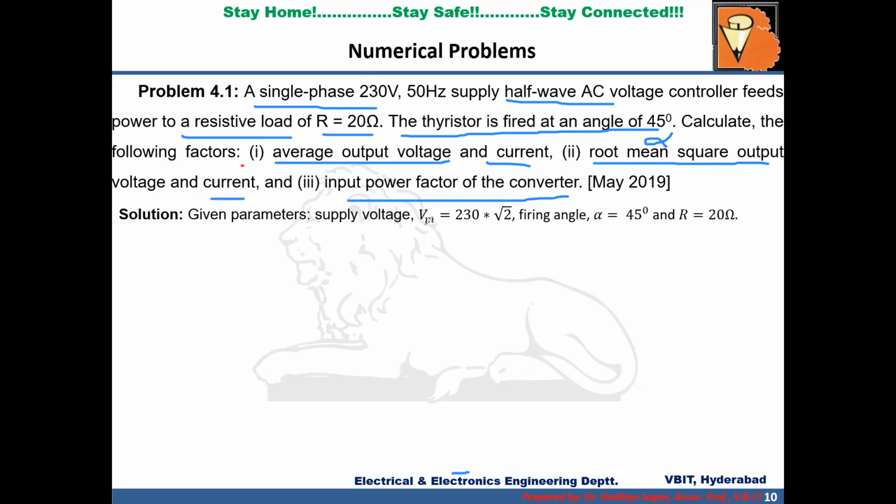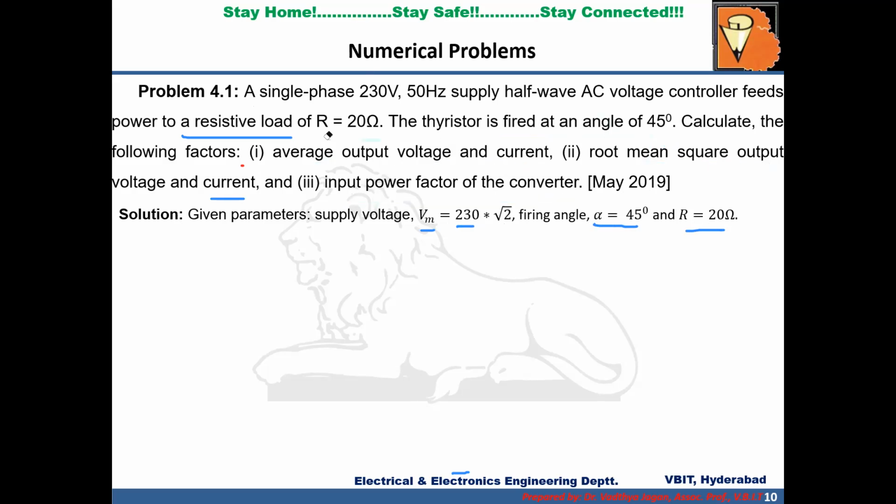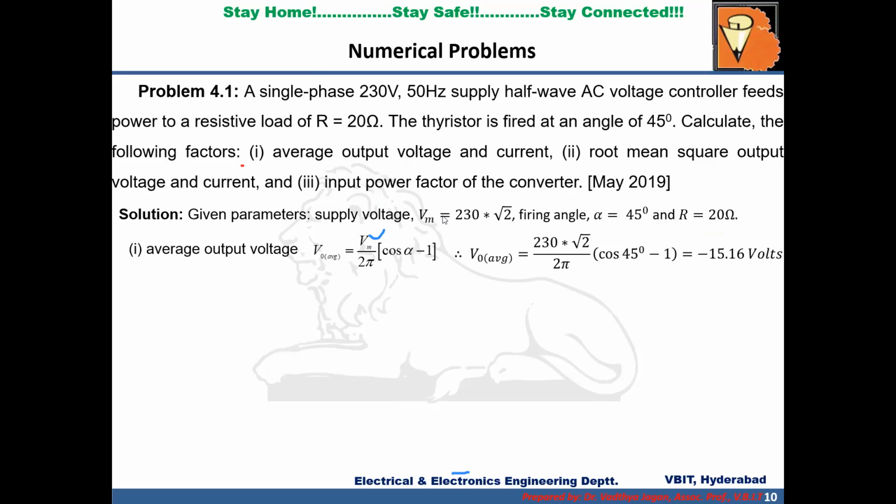So let us see the given parameters. Vm is V supply into root 2, so 230 into root 2. Firing angle alpha is given, and the resistor is also given. We only need to calculate the average output voltage and current, RMS output voltage and current, and input power factor. The expression for average output voltage is Vm by 2 pi (cos alpha minus 1). We know Vm is 230 into root 2, which is 325.25, and alpha is 45 degrees. If I substitute here, you will get the average output voltage as minus 1.16.